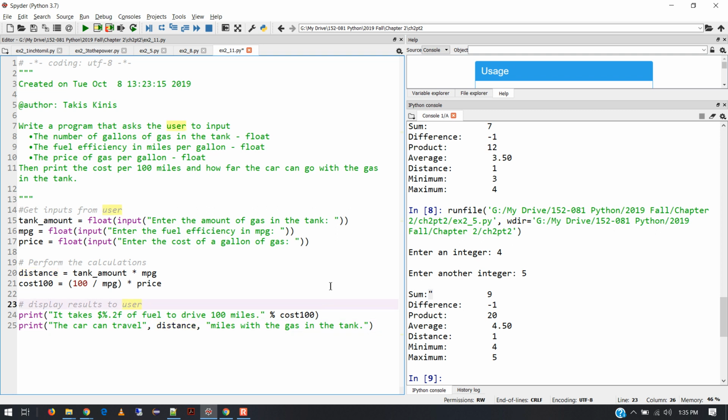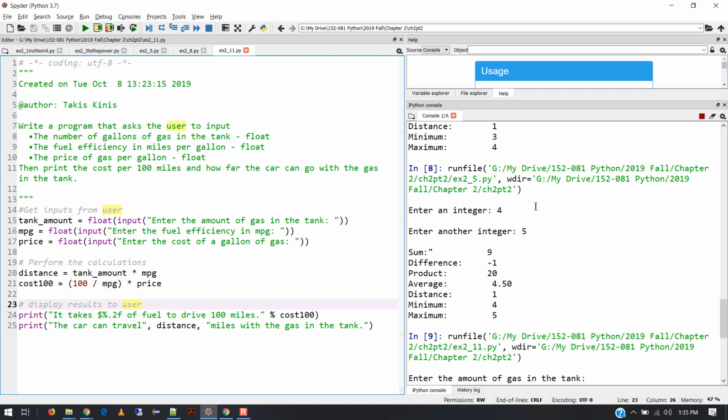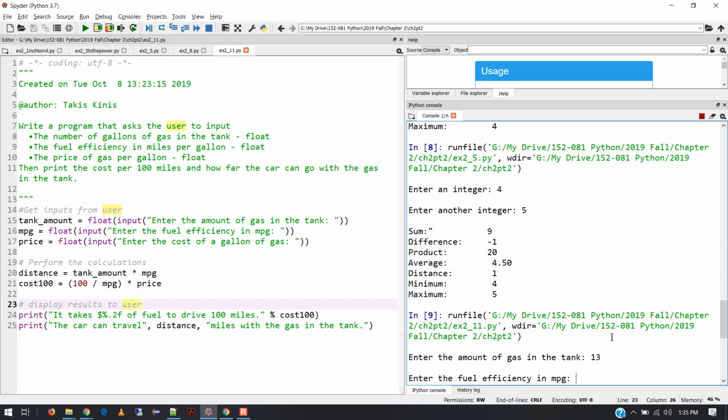I'm going to go ahead and save this and let's run it. See what happens. Enter the amount of gas in the tank. Now I'm going to go back to what I had just calculated in my calculator. I'm going to put in 13. Enter the fuel efficiency in MPG. I'm going to say like 44.5. That's probably about average for me.